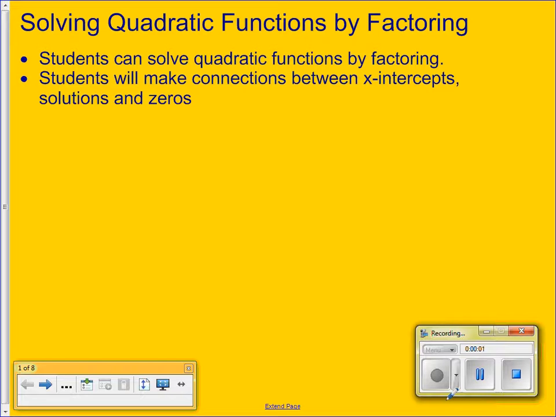In this lesson, we'll be solving quadratic functions by factoring. You should be able to solve them and make connections between the x-intercept solutions and zeros.